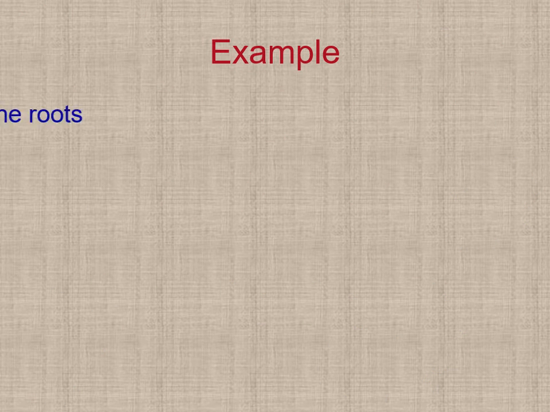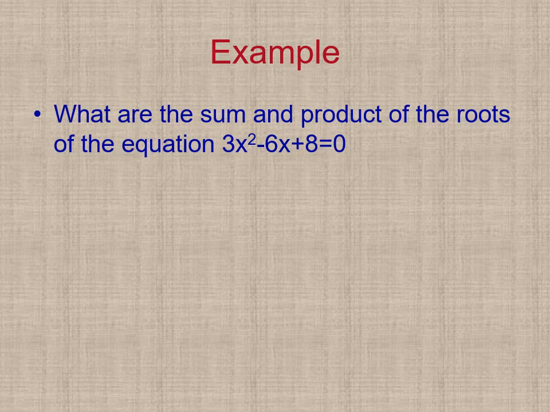What are the sum and the product of the two roots of the equation 3x squared minus 6x plus 8? First, find a, b, c. a equals 3, b equals negative 6, c equals 8.